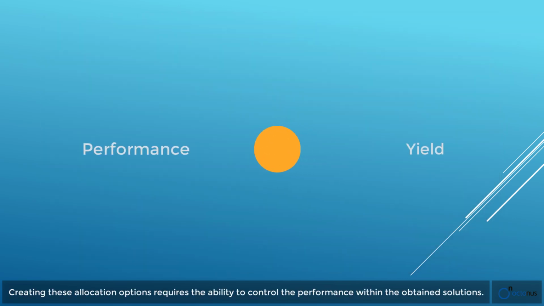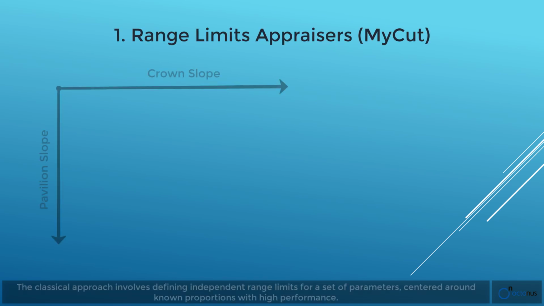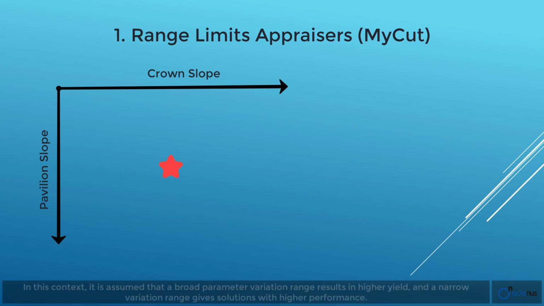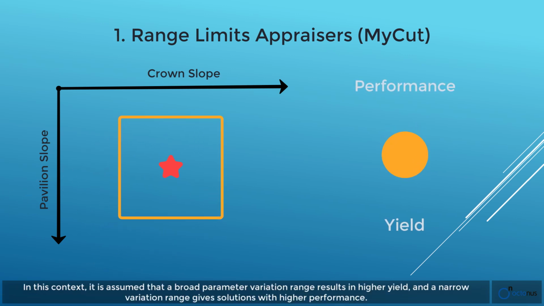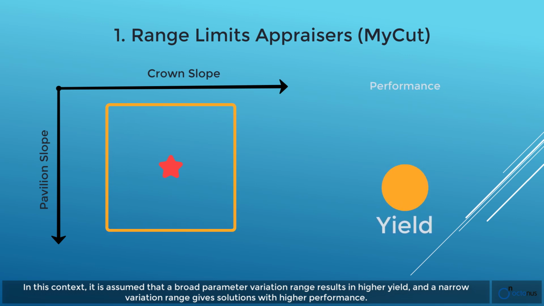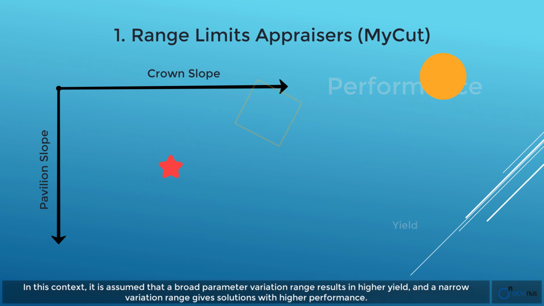Then the polisher can work on the stone, following the selected plan directly. Creating these allocation options requires the ability to control the performance within the obtained solutions. There are 3 levels of performance control. The classical approach involves defining independent range limits for a set of parameters, centered around known proportions with high performance. In this context, it is assumed that a broad parameter variation range results in higher yield, and a narrow variation range gives solutions with higher performance.